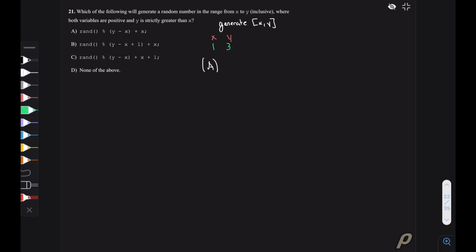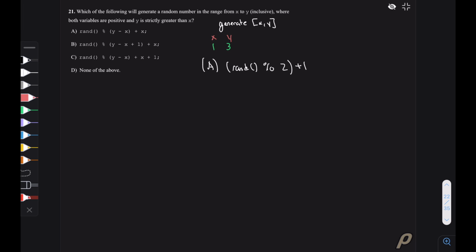And so if we set that to be true, then A is going to turn into, well, we're going to have this rand, and then we're going to do mod y minus x. So we'll do 3 minus 1, so that's going to be 2. And this modulus will happen first, so we'll have parentheses around it, and then we'll add 1 to it.